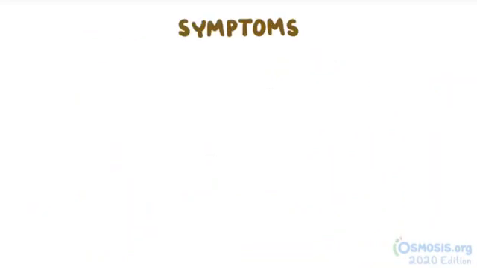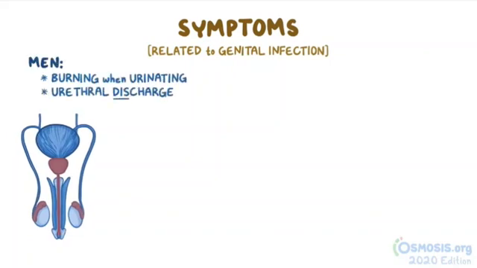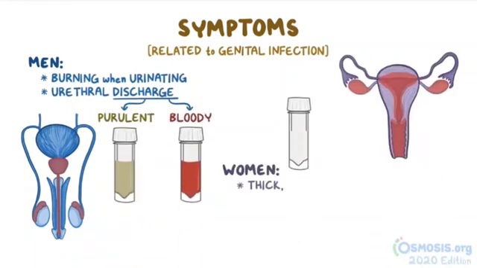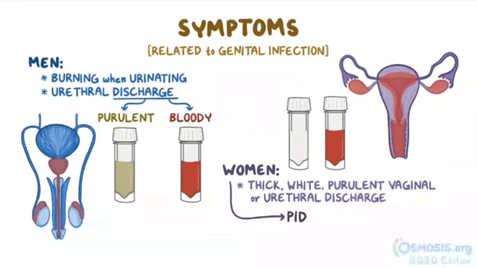The first symptoms of Neisseria gonorrhoeae infection are related to the genital infection. In men, there can be a burning sensation when urinating, as well as clear urethral discharge, which can become purulent and bloody. In women, there's usually thick, white, purulent vaginal or urethral discharge, which can also turn bloody sometimes. If the infection progresses to PID, there might be lower abdominal pain and fever.